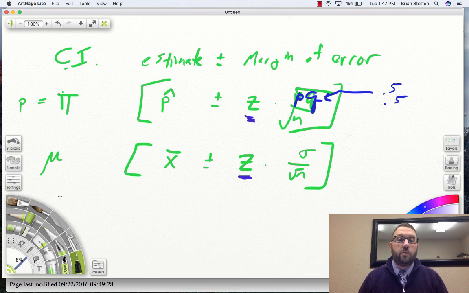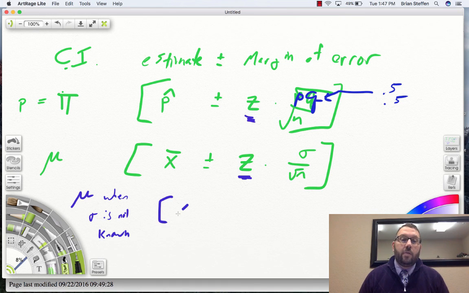Now, pretty soon, we're going to find out for mu when sigma is not known. What if we don't know sigma? Because it's a parameter. What if we don't know it? It will be x bar plus or minus t. I'll introduce you to the student's t distribution, times s over the square root of n.